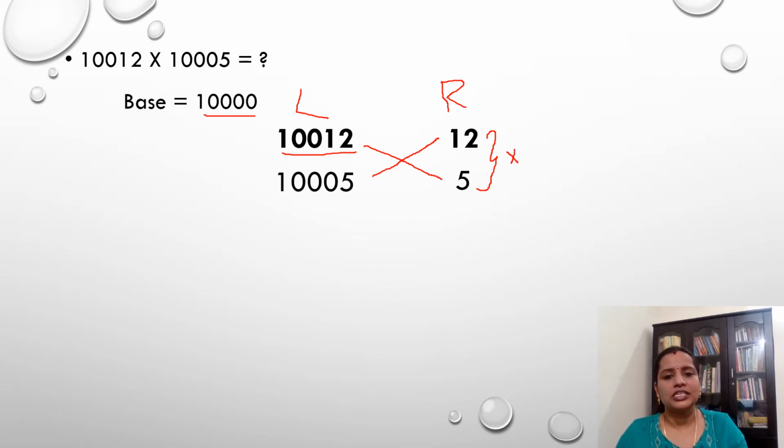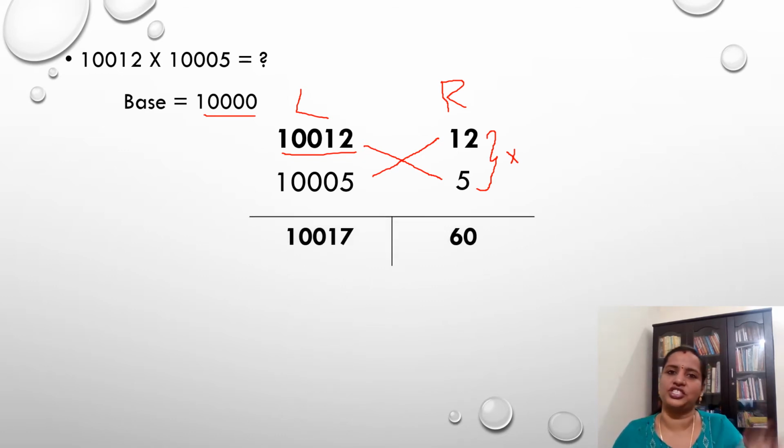For the LHS, what will be the answer? 10,012 plus 5, or either 10,005 plus 12. Both should be the same, isn't it? Yes, both are the same and the answer is 10,017. And for my RHS, 12 into 5 is equal to 60.